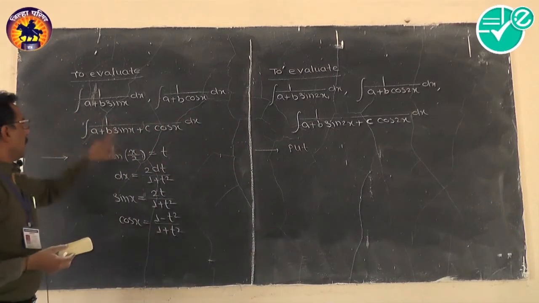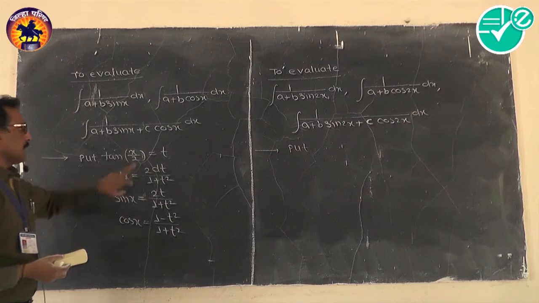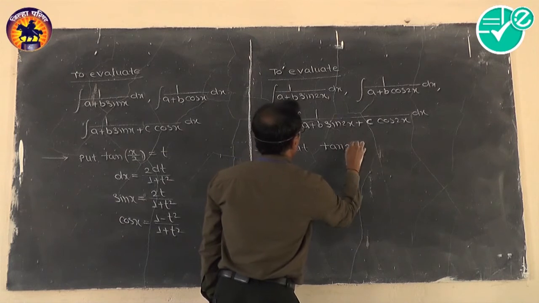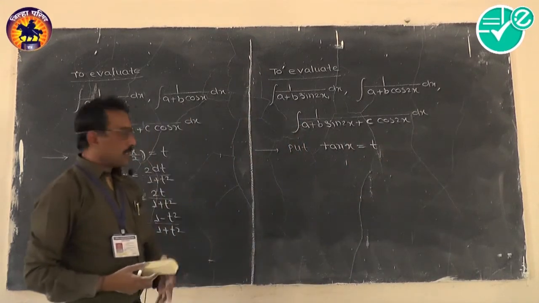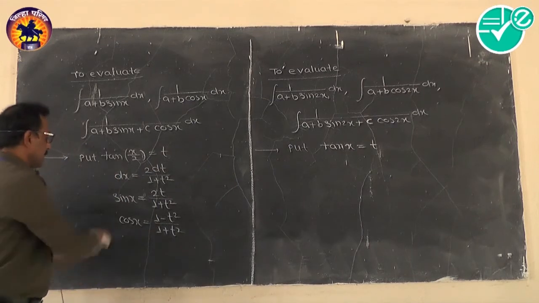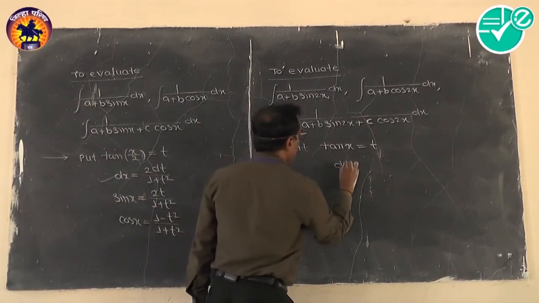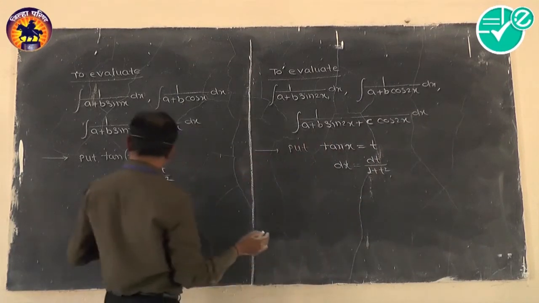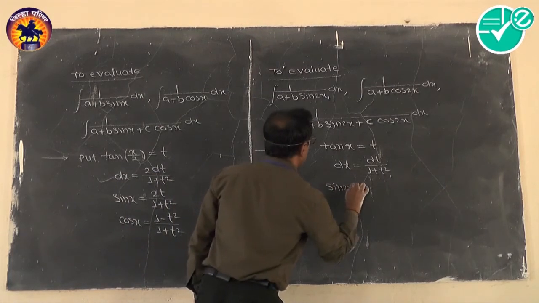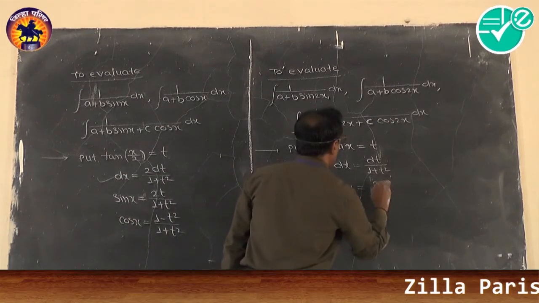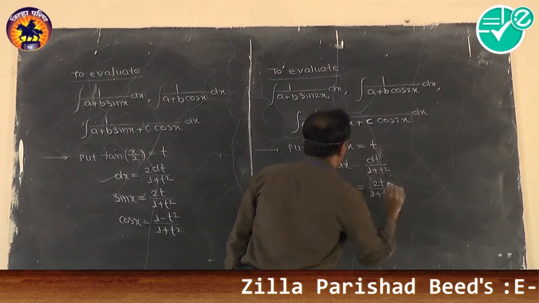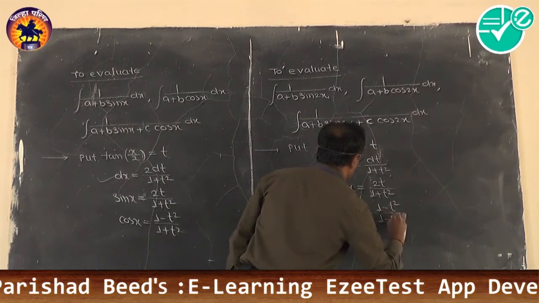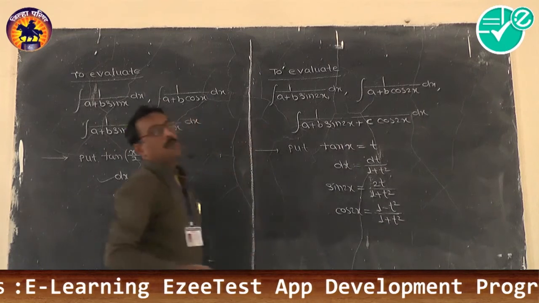Minute changes are here. When a single angle is there, half angle is the substitution. When a double angle is there, single angle is your substitution. So put tan x equal to t. We have to put tan x equal to t, and the respective changes are like this. In this present problem, dx is replaced by dt upon 1 plus t square. Here it is not sin x, it is sin 2x, which is replaced by 2t upon 1 plus t square, and cos 2x is replaced by 1 minus t square upon 1 plus t square.